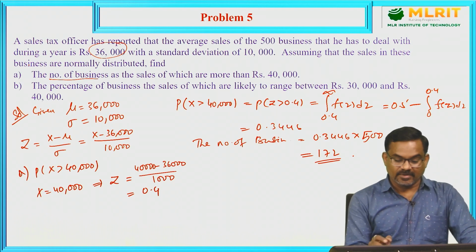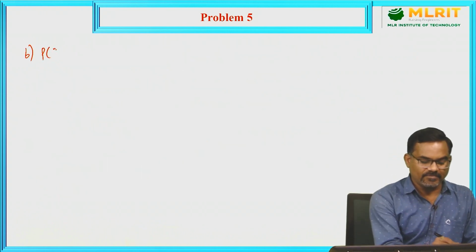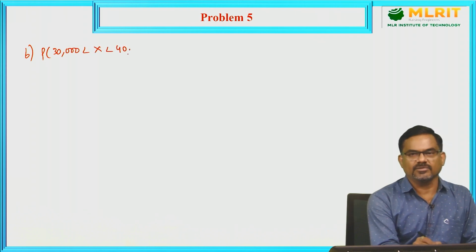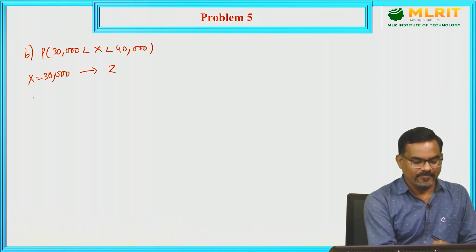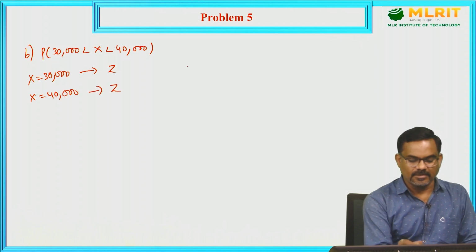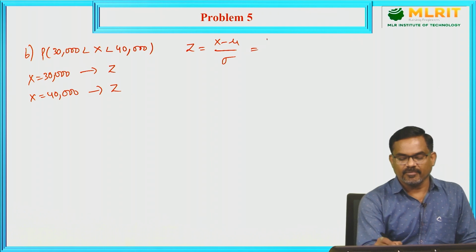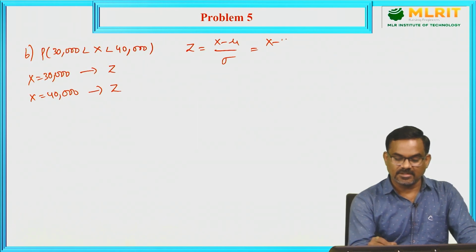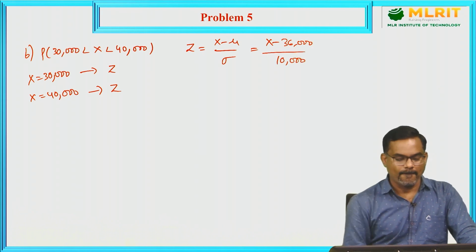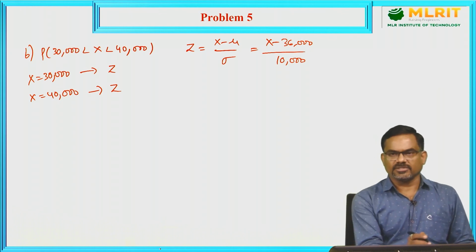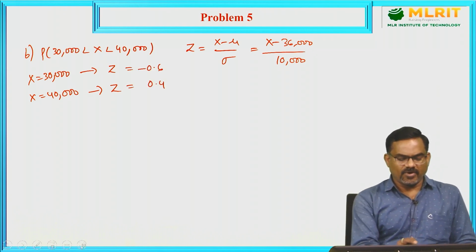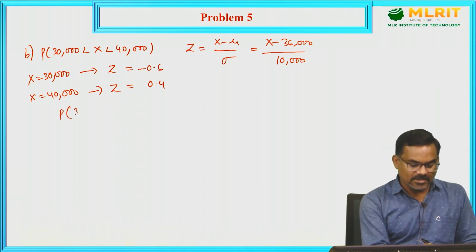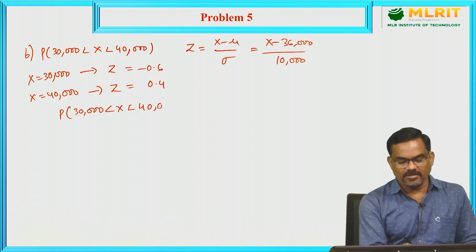Similarly, the second question lies between 30,000 and 40,000. So the probability of 30,000 less than x less than 40,000. First we need to transform x equal to 30,000 to z and x equal to 40,000 to z, using the formula z equal to (x minus mu) by sigma, where mu is 36,000 and sigma is 10,000. So 30,000 and 40,000 are converted to standard normal variable values. If x equals 30,000, z equals minus 0.6, and if x equals 40,000, z equals 0.4.